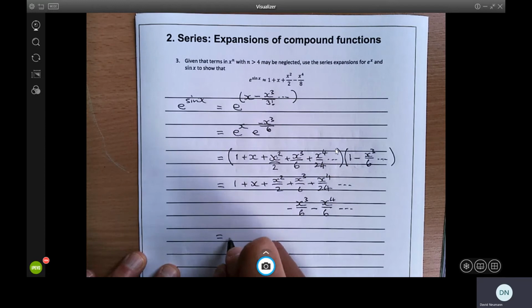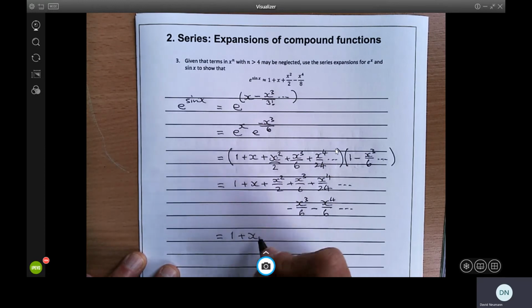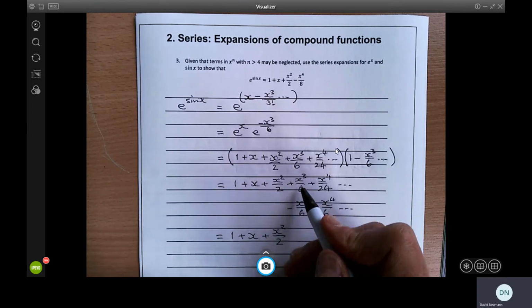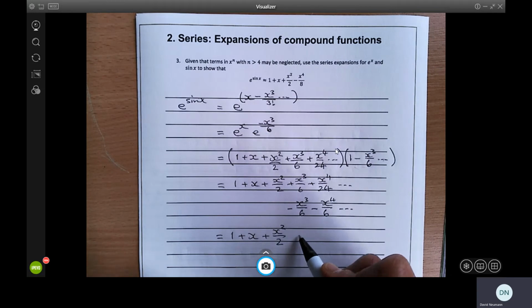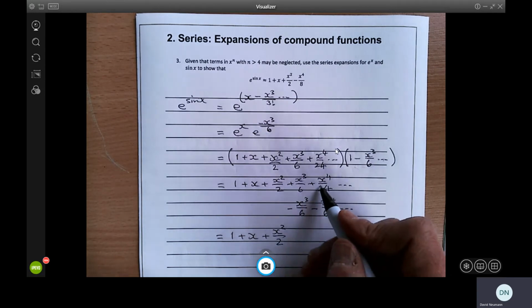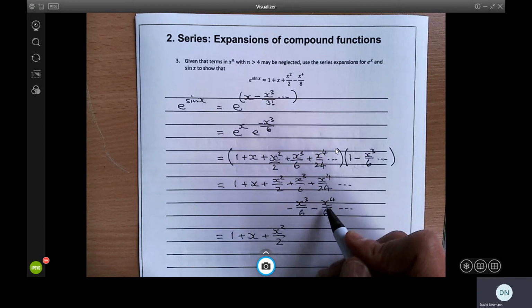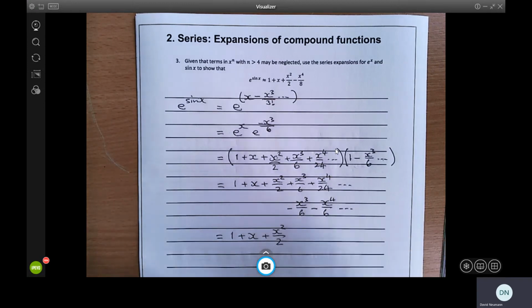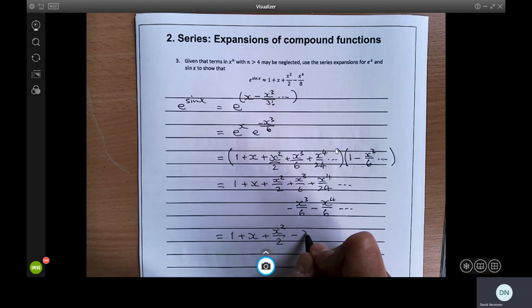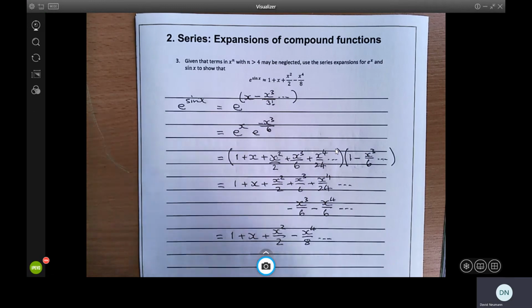So we can say that this is now 1 plus x squared over 2. These 2 terms cancel out. X cubed over 6 minus x cubed over 6, so we've got nothing in terms of x cubed. And here, minus x to the power of 4 over 6 plus x to the 4 over 24 is x to the power of 4 over 8, so minus x to the power of 4 over 8. And then we are done here.